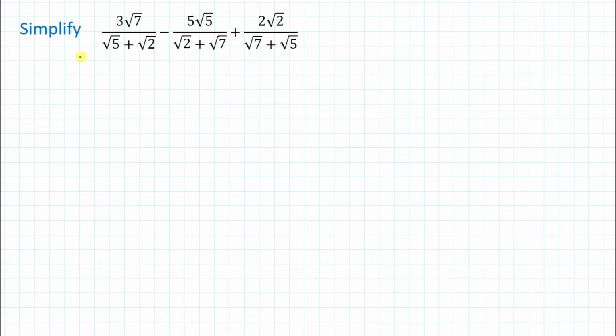So without any delay, let's start simplification of this problem. So the given problem is 3 root 7 divided by root 5 plus root 2 minus 5 root 2 divided by root 2 plus root 7 plus 2 root 2 divided by root 7 plus root 5.